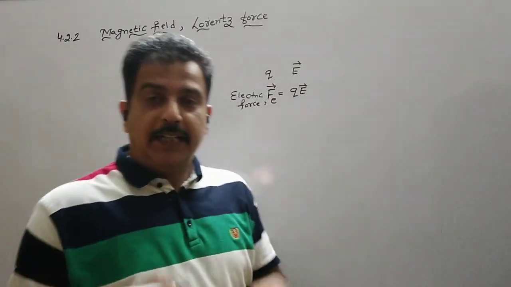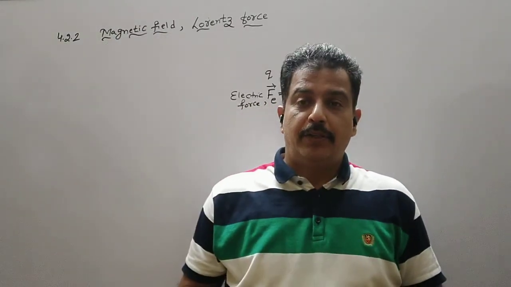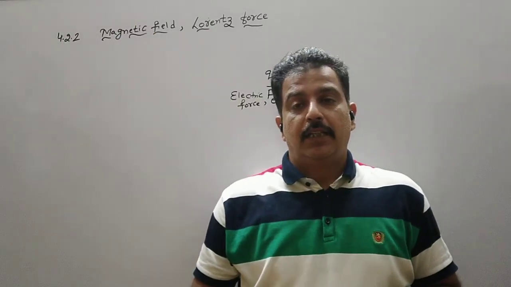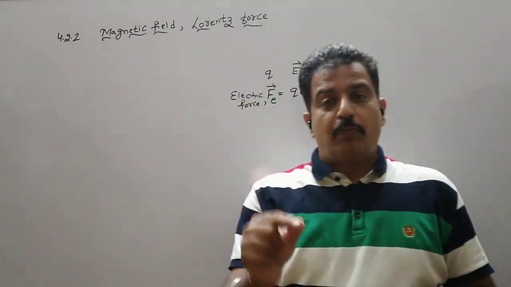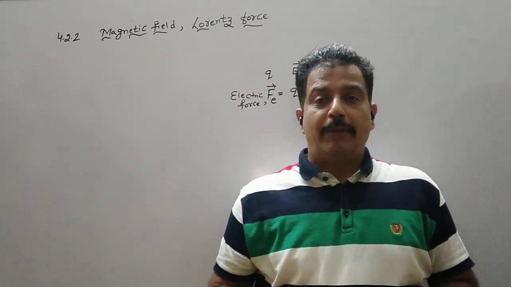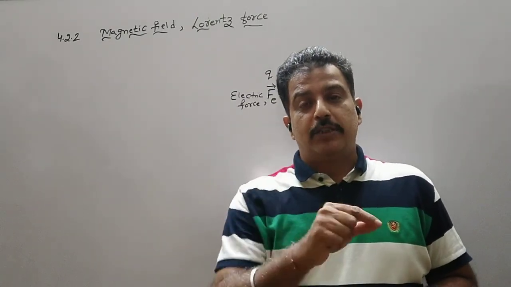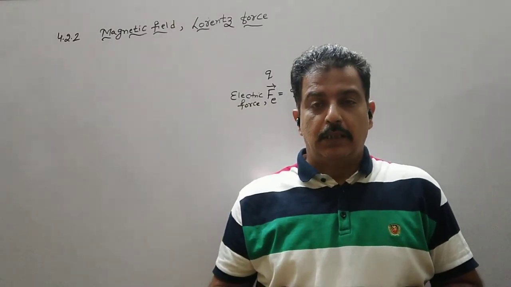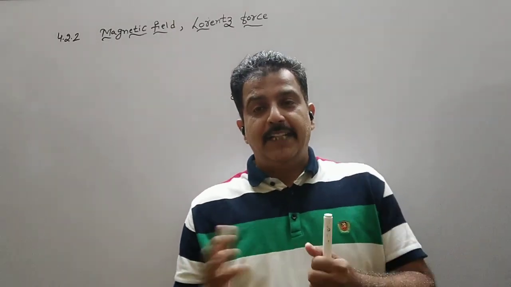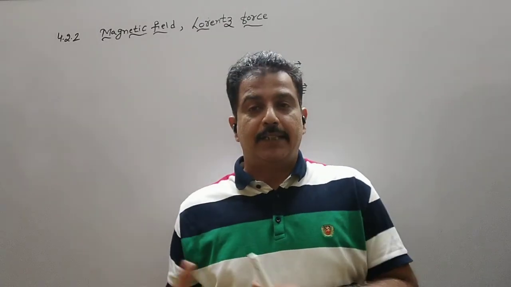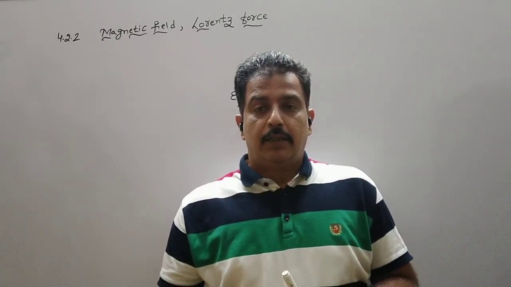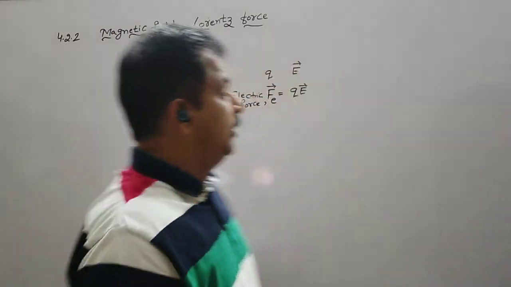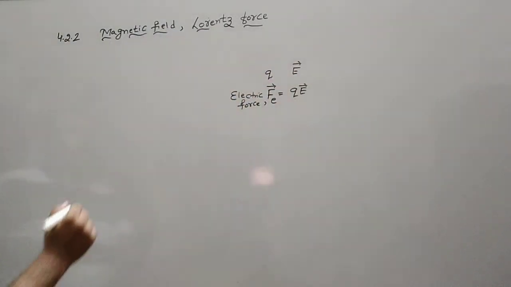Similarly, many experiments were performed by the scientist Ampere, and experimentally he found that when a charged particle enters into the magnetic field, again a force acts on it, and that force was named as a magnetic force. We will see many experiments performed by Ampere, where we'll see how much force acts on it. For the time being, we directly take a formula.